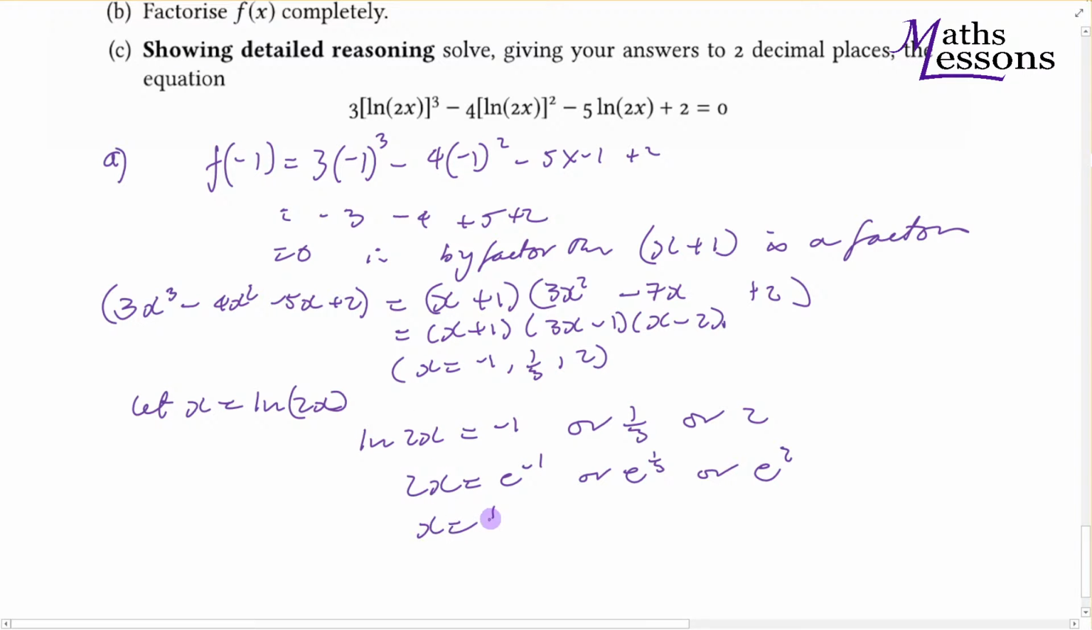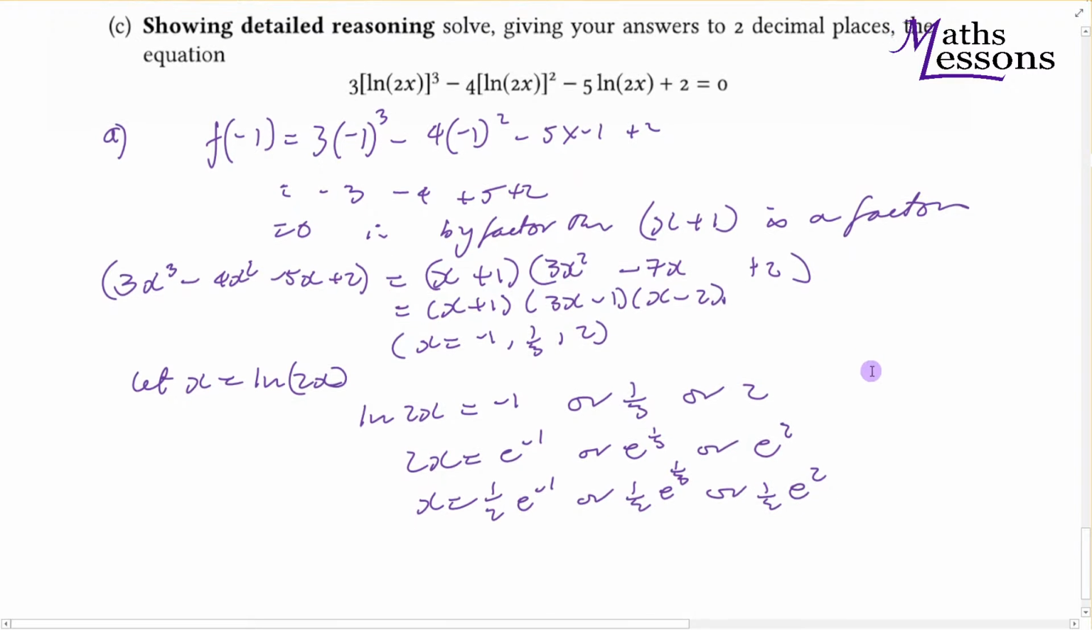So x will equal a half e to the minus 1 or a half e to the 1/3 or a half e squared. And we're asked to do these to 2 decimal places, so you can get your calculator out at this stage, and that gives you 0.70 or 3.69 or 0.18 to 2 decimal places.